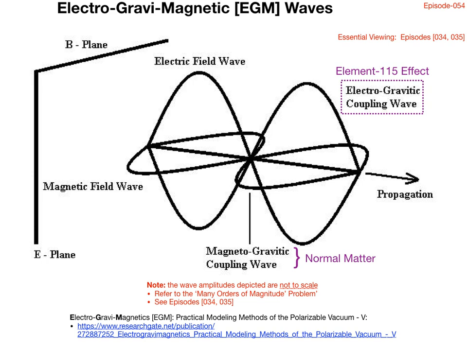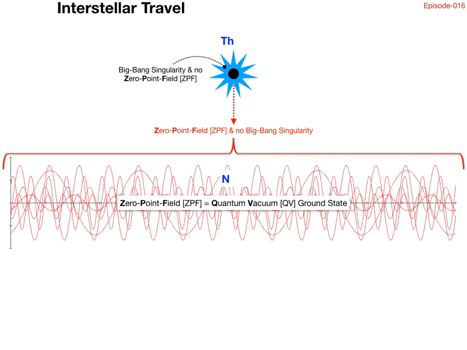Let's now quickly review what we're hoping to achieve. We postulated that element 115 acts as a quantum vacuum inhibitor, serving two functions. One of them is that it destructively interferes with the random emergence of conjugate pairs of virtual photons, that is gravitons, from the zero-point field.